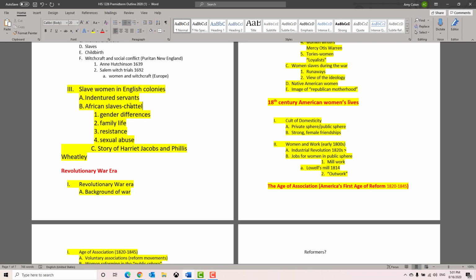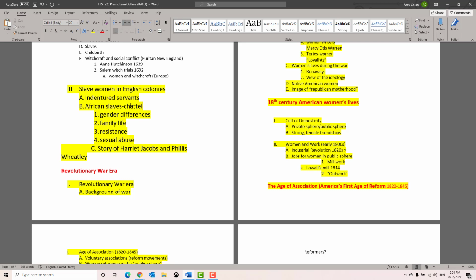Both men and women could be brutally punished, including corporal punishment, meaning being whipped, physical abuse. Both men and women could be separated from their family. Your husband, kids, parents could be sold away at any time. You had no say over that. And both men and women had to accept marginal clothing and food from the owners. They were not given anything else. Obviously, they're not paid, they're slaves. So there are similarities in the slave experience for men and women.